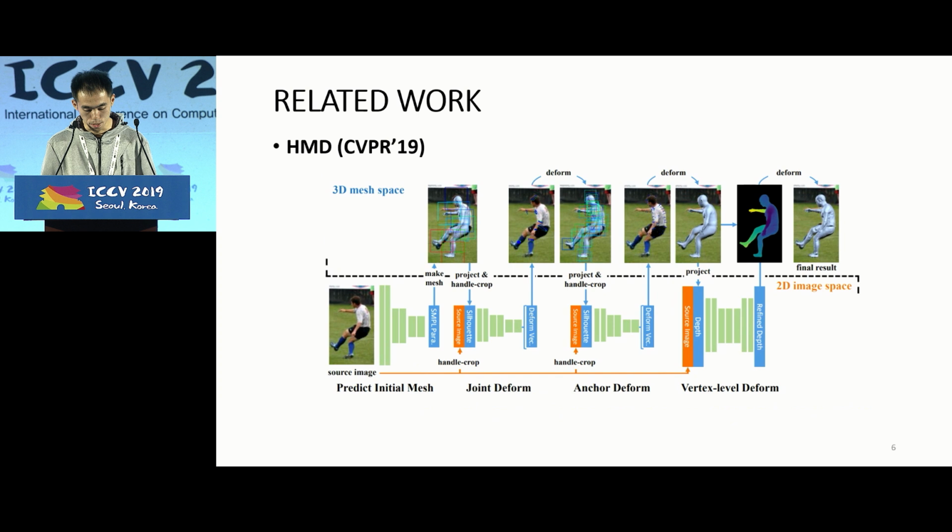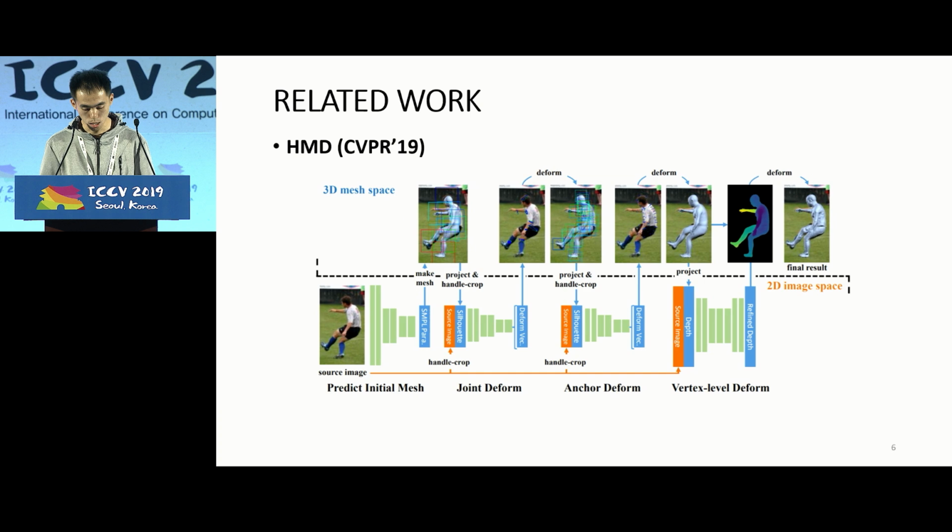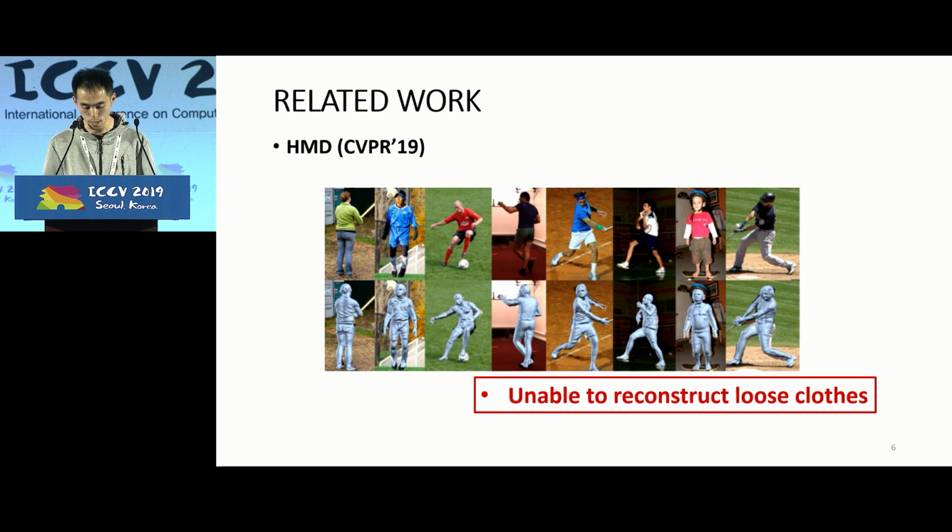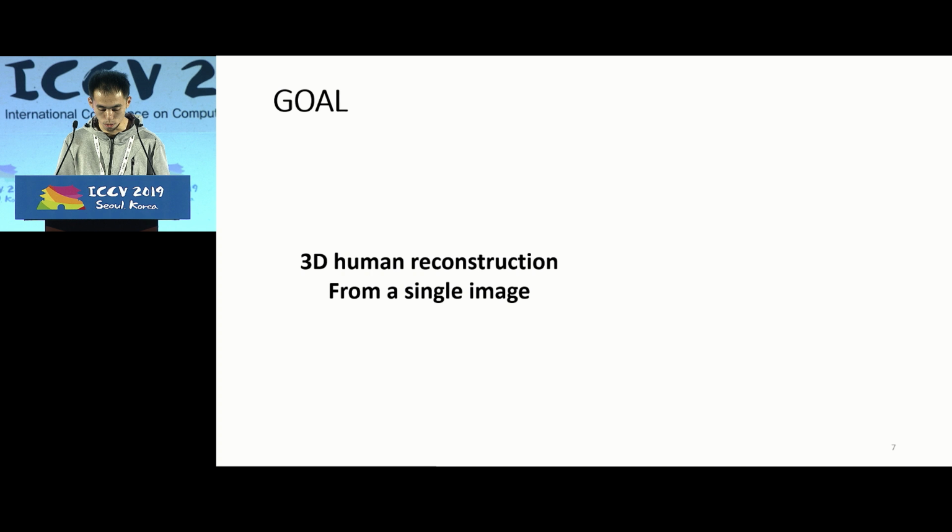In HMD, the authors deform a human body template according to the silhouette and shading information. Although achieving promising results, their method is inherently unable to reconstruct loose clothes such as skirts and dresses. In this work, our goal is to design a robust method to reconstruct 3D human models with geometric details given only a single image.